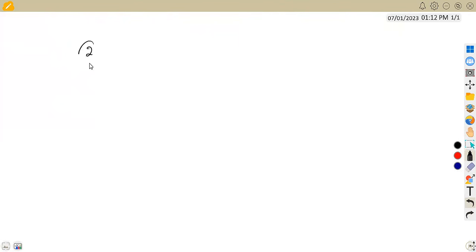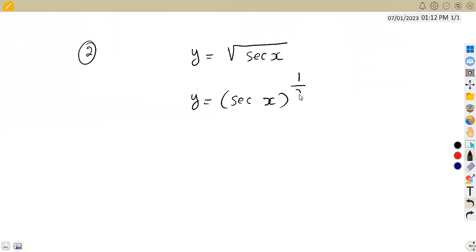All right, so let us have another question again from our chain rule. We are given y is equal to the square root of sec x. Still applying the chain rule. So how is it possible? All right, remember from our exponents, the square root is same as the exponent of a half. So this is sec x to the exponent of a half, like this.